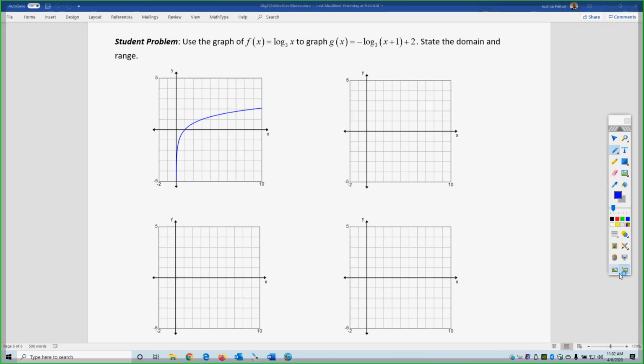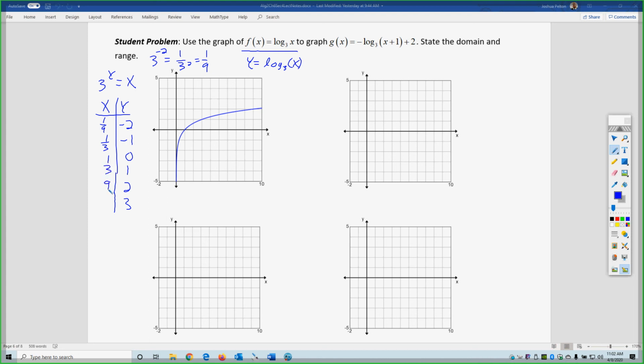All right, for the student problem, we're doing log base 3 as the parent. So that's y equals log base 3 of x, which in exponent format is 3 to the y equals x. So if we do an xy table, negative 2, negative 1, 0, 1, 2, and 3. So 3 to the negative 2 is 1 over 3 squared, which is 1/9. So that's 1/3, 1, 3, 9, and 3 to the third is 27. So 27's off the graph, so we won't do that one.